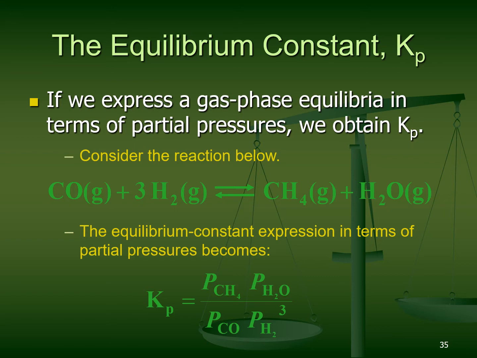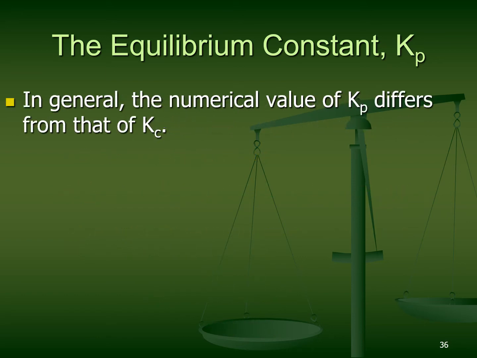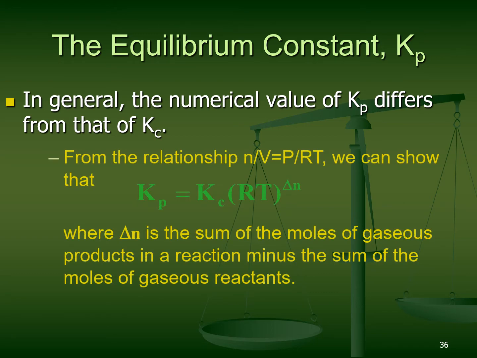Kp and Kc are very closely related to each other. Sometimes they are different. Sometimes they're the same. Because of this RT value, the Kp and the Kc are equal in this way. So the value for Kp equals the value for Kc times RT to the delta n. R is the ideal gas law constant, 0.0821 liters atmospheres per mole Kelvin. And T, of course, is the temperature in Kelvin.